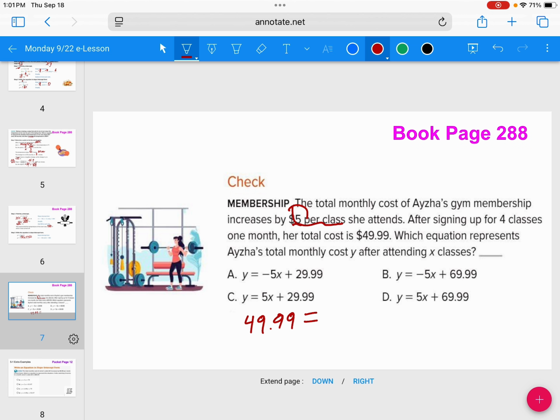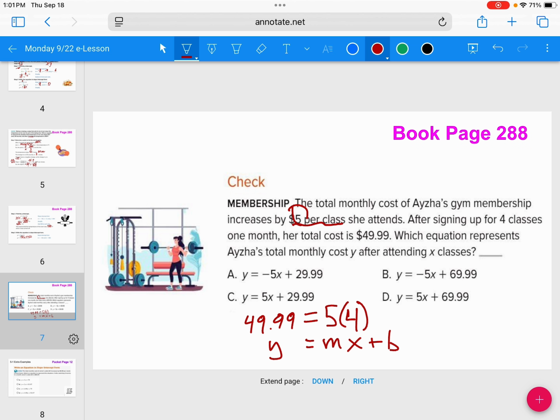Which equation represents Asia's total monthly cost y after attending x classes? So she signed up for 4 classes, and it's cost, and the month is also cost. The monthly total here is also cost. So we're going to say 4 inserted for x. So y equals mx plus b. And we have $5 per class. This is a cost, and so is the monthly total, so I'm going to make them both positive.